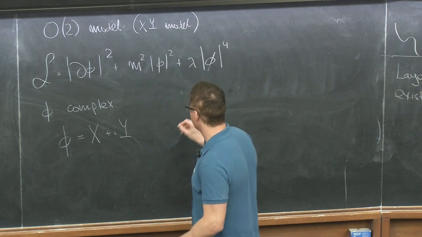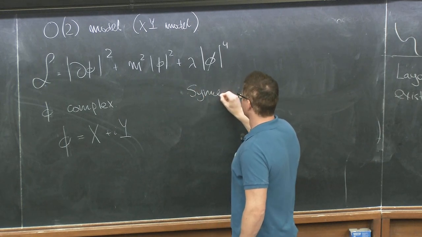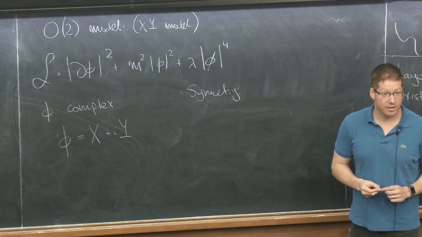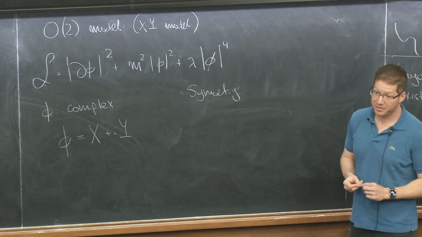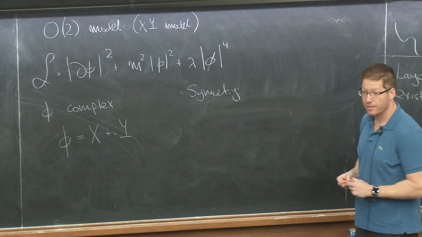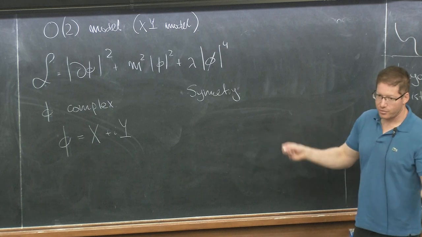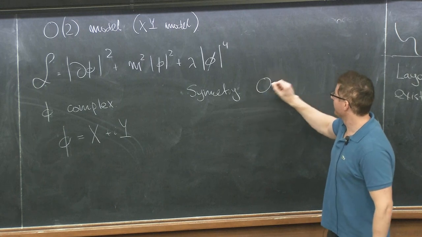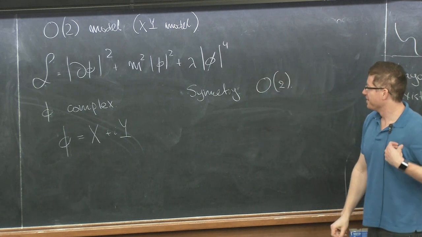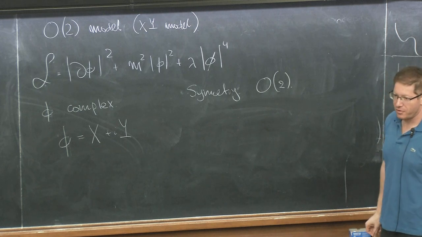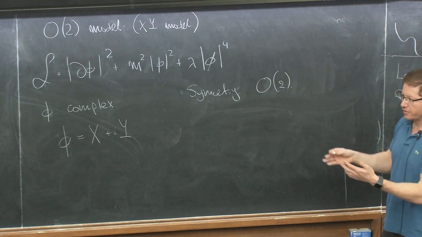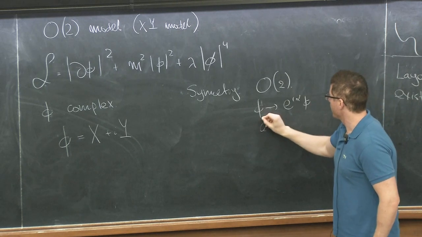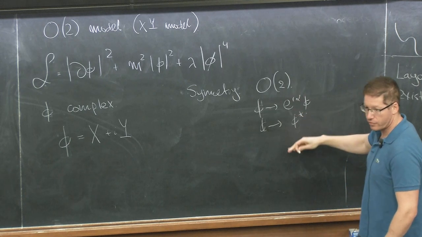Anyway, the symmetry of this model, does anyone want to contribute? What is the symmetry of this model? Yeah, so the symmetry is O(2). SO(2), which is U(1), is obvious, and the O just takes phi to phi star. It's generated by rotations of phi and by complex conjugation of phi, which together form the group O(2).